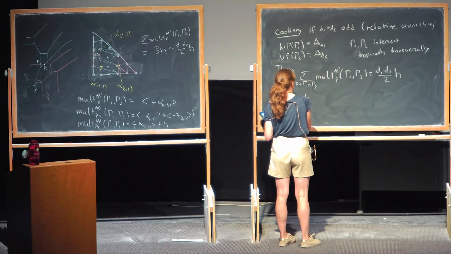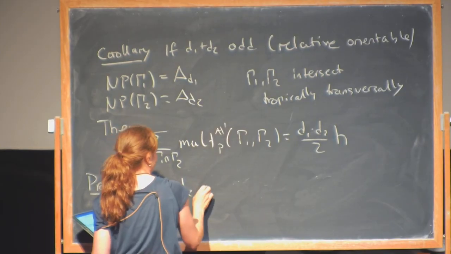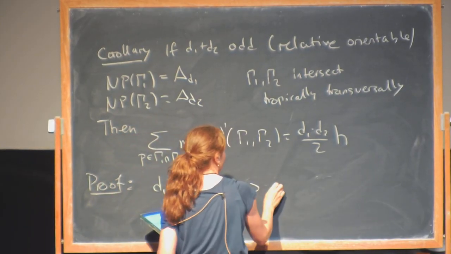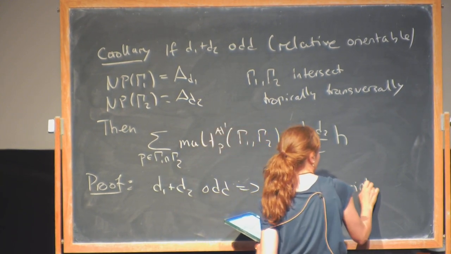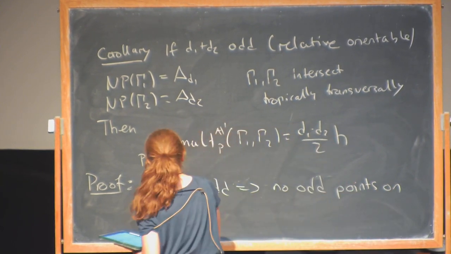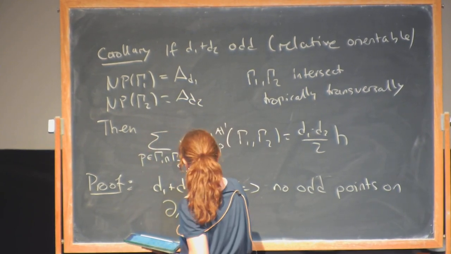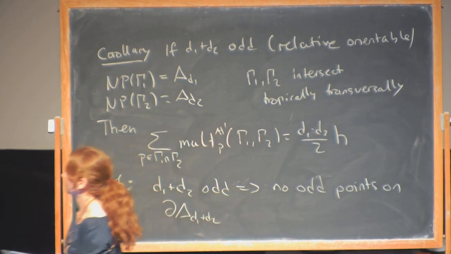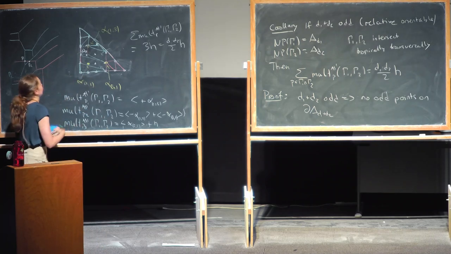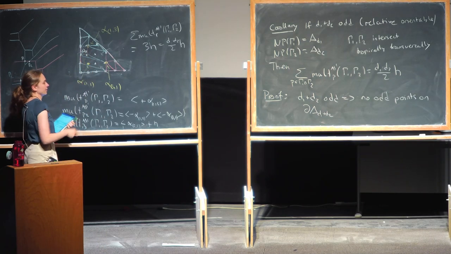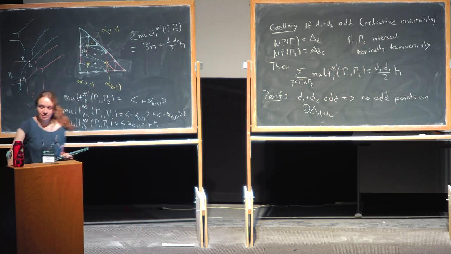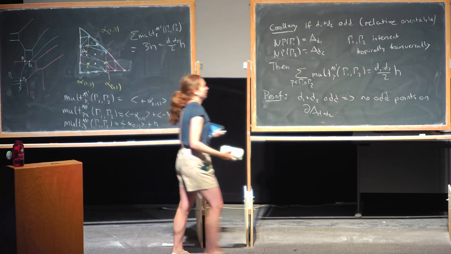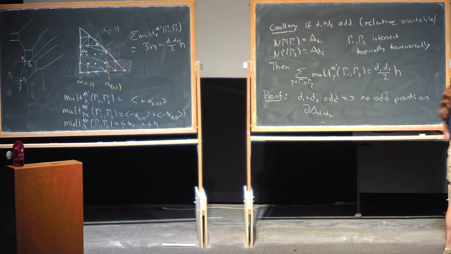If d1 plus d2 is odd, there are no odd points on the boundary of delta d1 plus d2. For example, here, d1 plus d2 was odd, and all these odd yellow points were in the interior. There's nothing on the boundary. So this is something we need. So the relative orientability condition is reflected in the combinatorics.